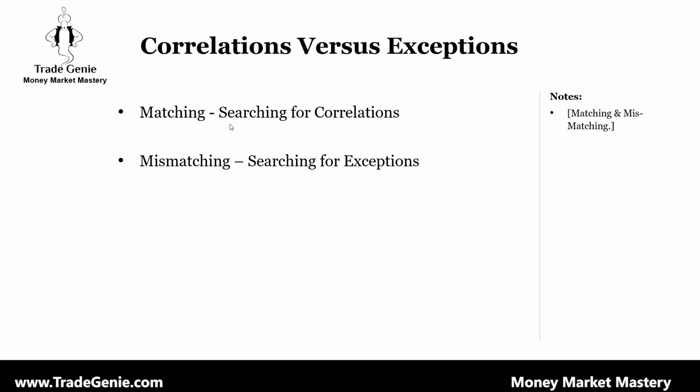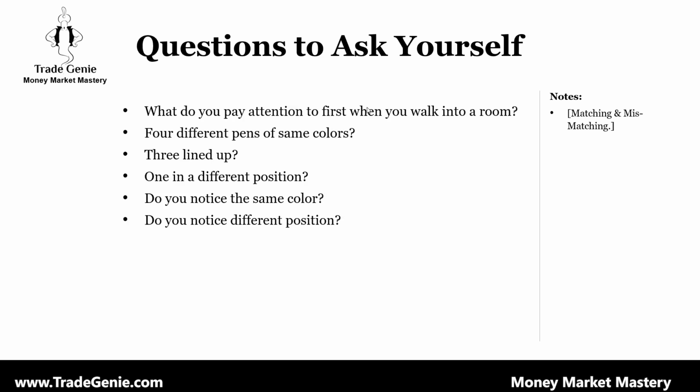In correlation, we are matching, searching for correlation: if this thing happens, then this other thing also happens, because they are correlated. Then there is mismatching, searching for exceptions. There are 5 things in the room, and one is not matching. The four are matching, and the fifth one lying there is not matching the other 4. If we are not trained to identify the mismatch, we miss out. The same concept applies in trading: are you searching for exceptions, or for correlation? Now we need to ask ourselves these questions. Let me give you an example.